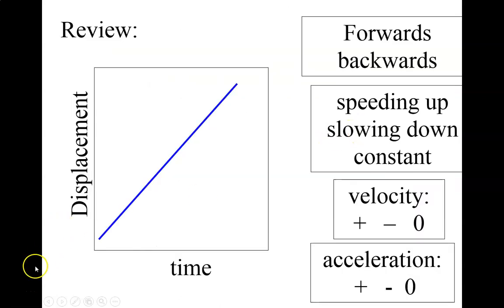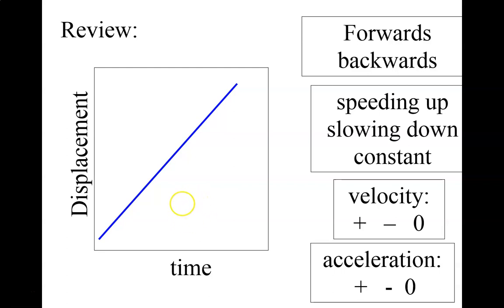So, alright, you'll need to be able to answer multiple choice questions along these lines, and basically you're going to answer, is it moving forwards, backwards, is it speeding up, slowing down, moving at a constant velocity? The velocity would be positive, negative, or 0, and same for the acceleration.